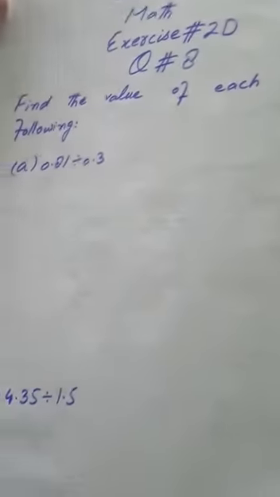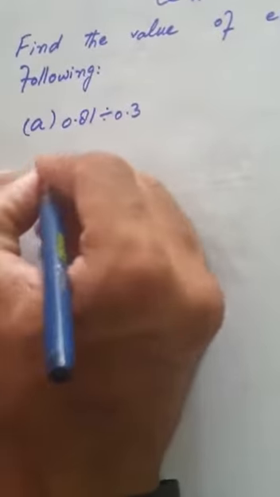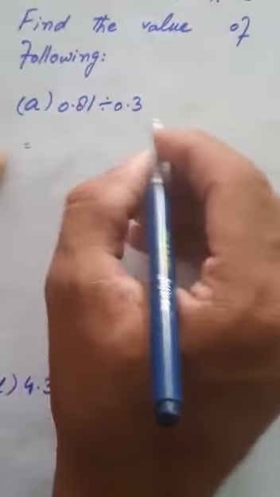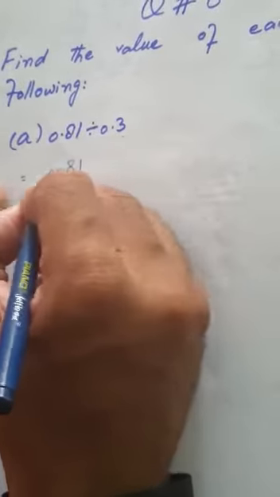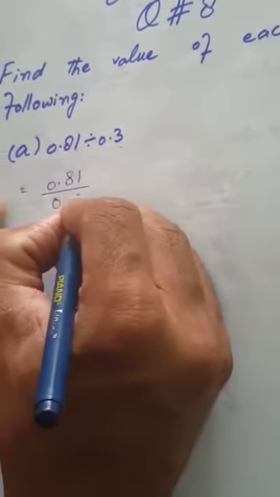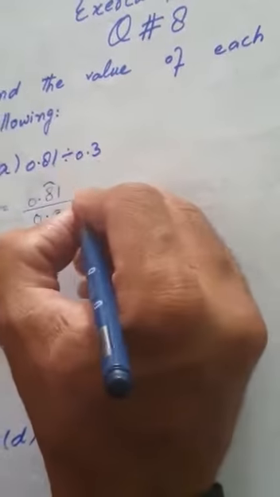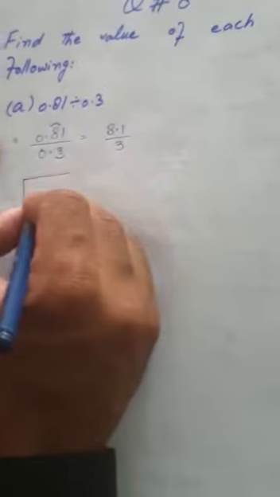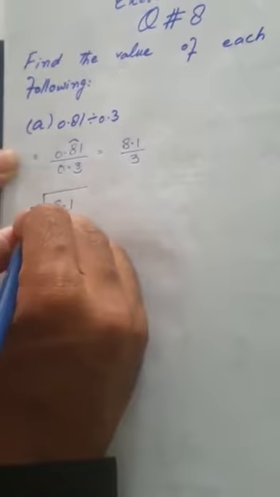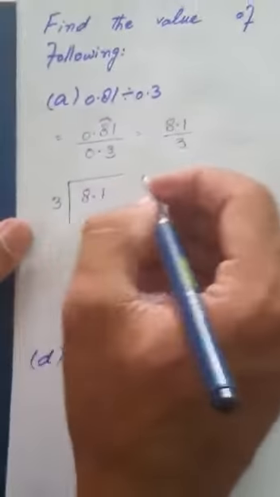Here we have exercise 2D and question number 8. In the first part we are given 0.81 divided by 0.3. Firstly, we will remove the decimal of the denominator. That means we need to move the decimal one digit in the denominator and one digit in the numerator as well. It will become 8.1 divided by 3. After this we will perform the division method. 8.1 divided by 3. Okay, here is a very interesting thing for you. Learn it with proper concentration.